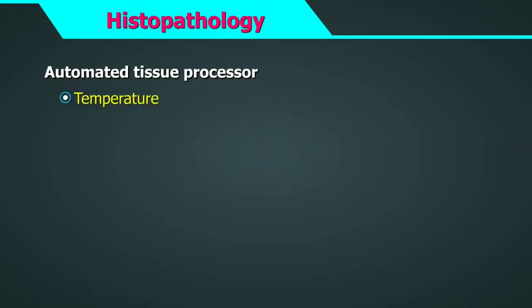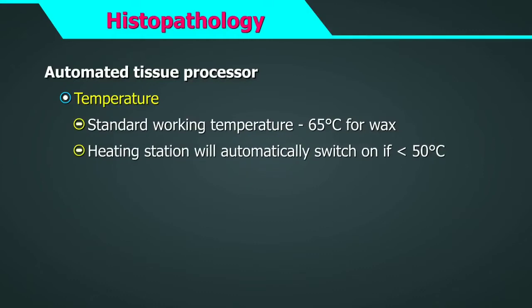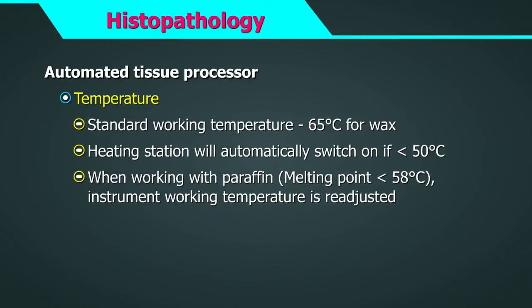Temperature. The factory set standard working temperature is generally 65 degrees centigrade. The paraffin station heating will automatically switch on when the actual temperature of the paraffin is 5 degrees centigrade below standard working temperature. When working with paraffin that has a melting point below 58 degrees centigrade, the instrument working temperature can be readjusted with the corresponding setting screw.